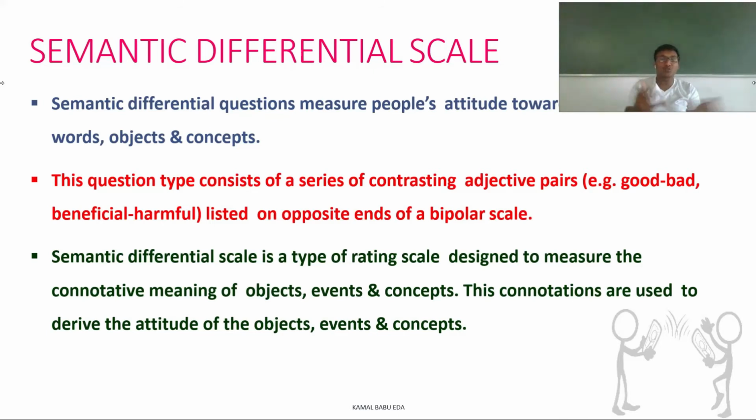So you have to choose directly. They mainly have adjective pairs. The semantic differential scale is a type of rating scale mainly designed to measure the connotative meaning of objects, events and concepts. These connotations are mainly used to derive the attitude toward objects, events and concepts. So whether it is good or bad, right or wrong, you have to judge directly.